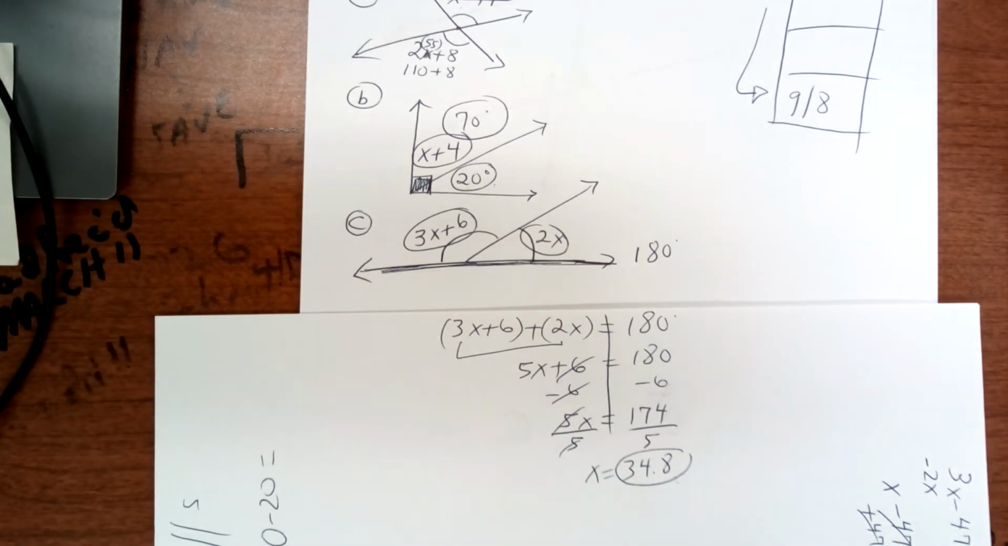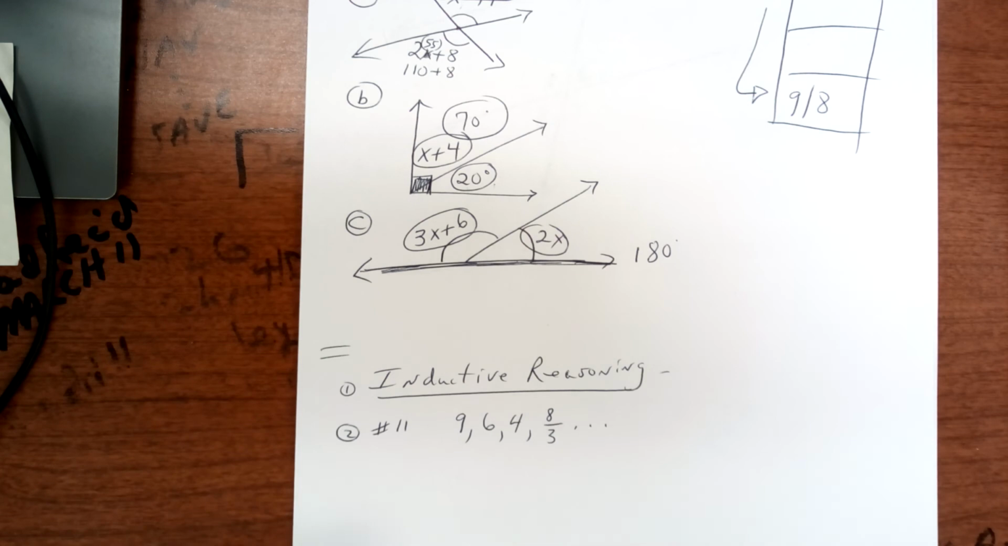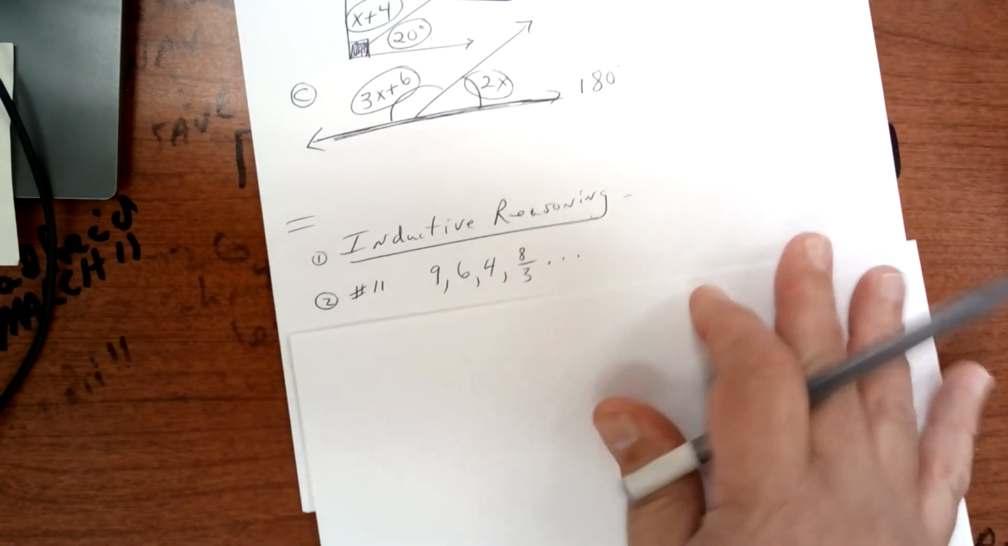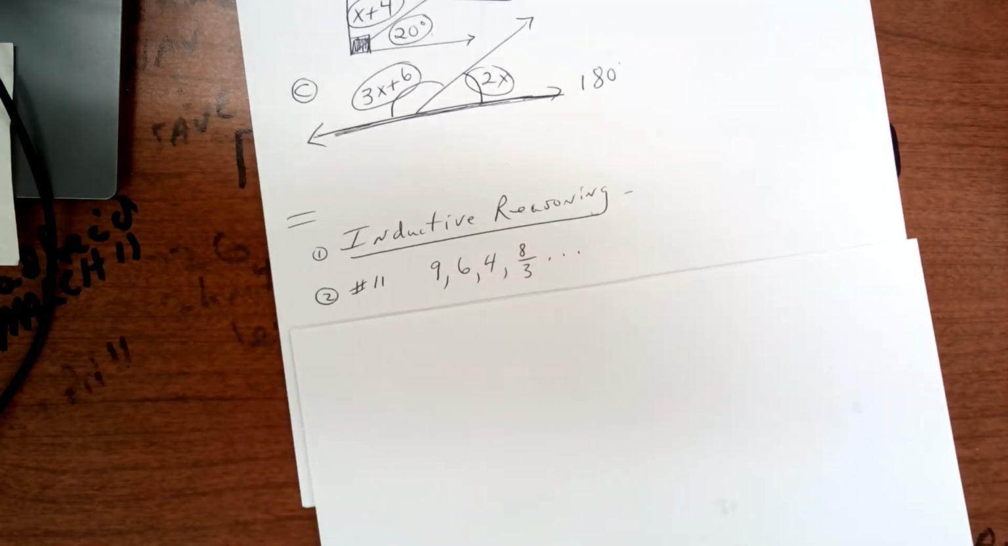All right, so let's talk about now inductive reasoning is what we did yesterday. Remember, inductive reasoning, put away your bell work, copy this down. Inductive reasoning is where you look for patterns, okay? And you come up with a hypothesis. And the hypothesis could be false.